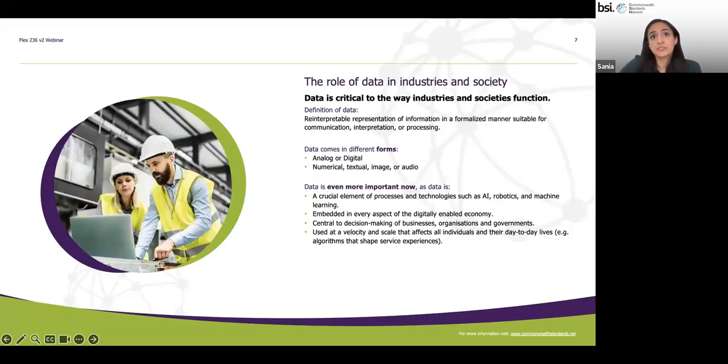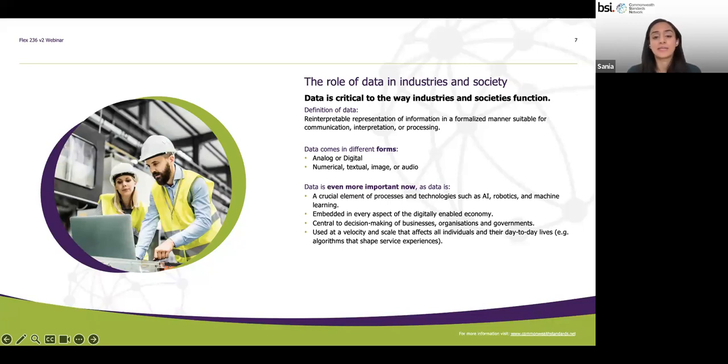So as mentioned, data is critical to industries and how societies function, and it's becoming even more important in today's world because it's at the heart of technological and societal developments. So let's look first at what data is defined as. In this flex, we define data as the following: reinterpretable representation of information in a formalized manner suitable for communication, interpretation, or processing. Now, that's a lot of words, and it is actually a very accurate representation.